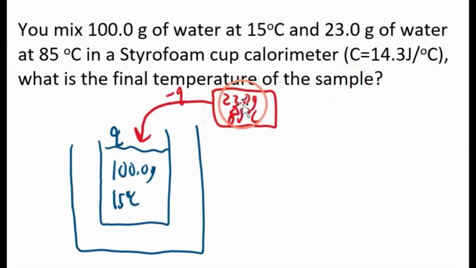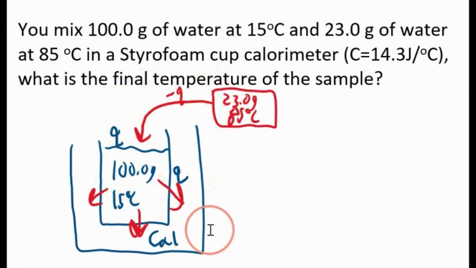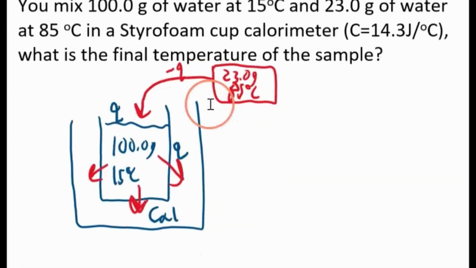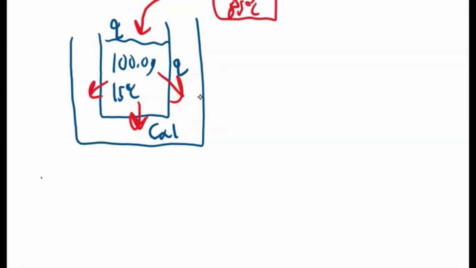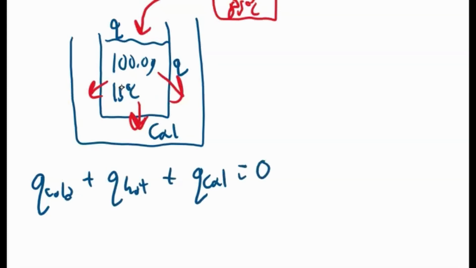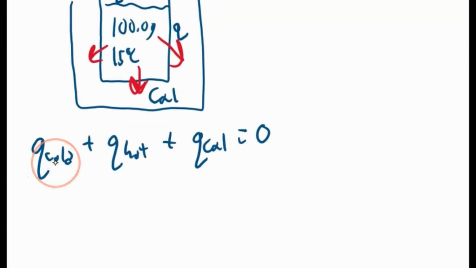Well, we have heat transfer from the hot water to the cold water, but we also have heat transfer into the calorimeter as well. This is our calorimeter. So we have 3 heat transfers going on, 1, 2, and 3. And if we add up all of these heat transfers, they have to balance out to be 0, just like what we did last time. So we can say Q of the cold water plus Q of the hot water plus Q of the calorimeter has to equal 0. Now, our equation for Q is mc delta T.